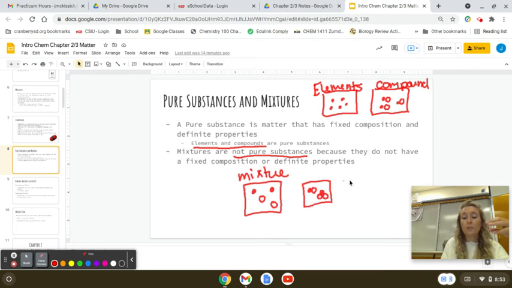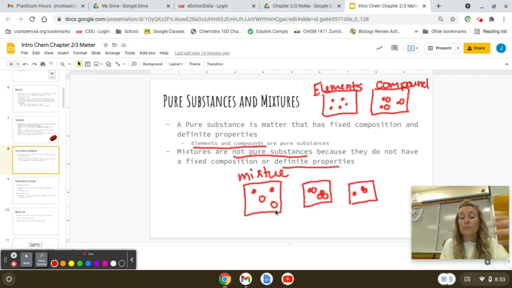Okay, so two different compounds together, or you can have a mixture of elements and compounds. And with any of these, you are not going to get the same thing every time you pick something out of the container. That's what makes it a mixture. It does not have a fixed composition or definite properties. So when I pull this red one out of here, it's going to have different properties than this one. And when I pull this compound out of here, it's going to have different properties than this one, because each compound and each element have their own unique characteristics and properties.